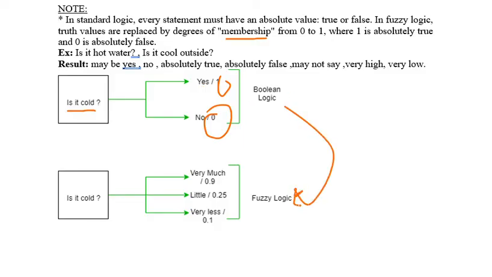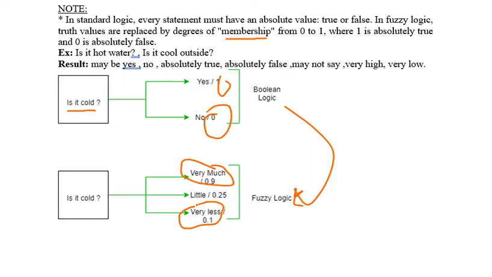Whereas in fuzzy logic, see here, if the coolness is very high, we'll say it's very much. If it is moderate, like a little, then we can say this. And if it is not there, then very less. So these are some intermediate conditions.